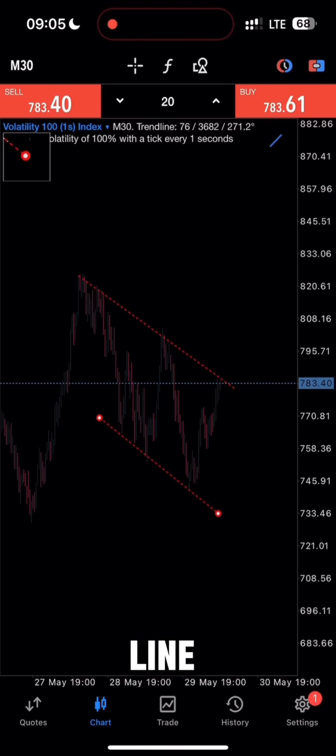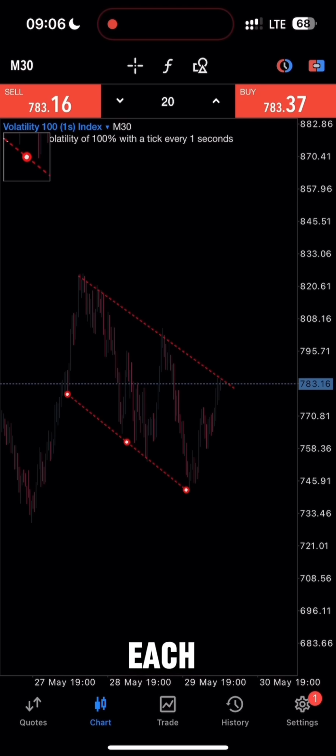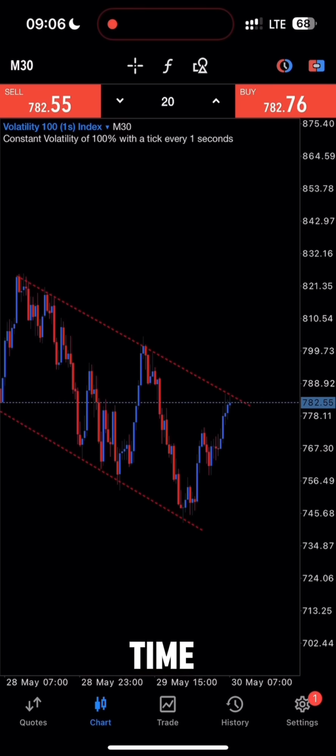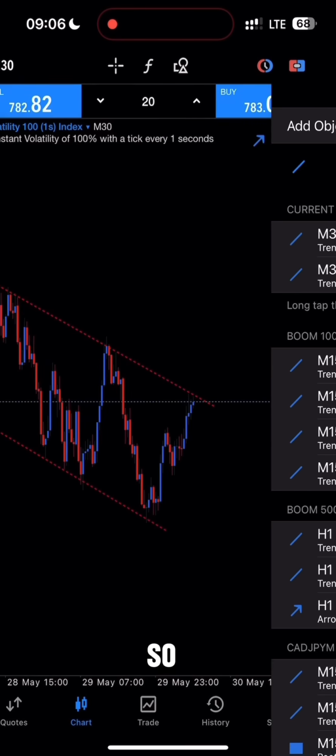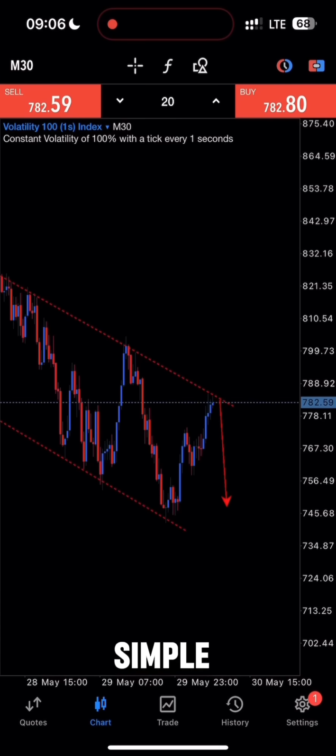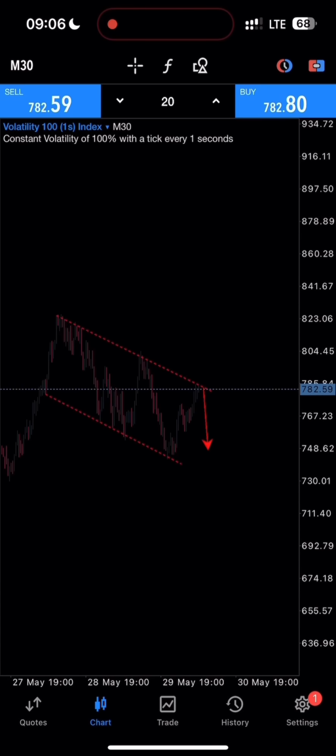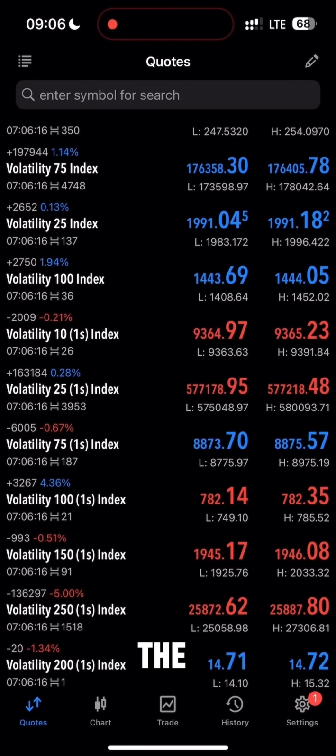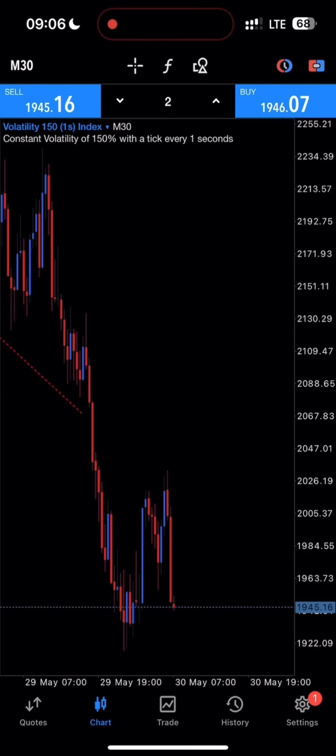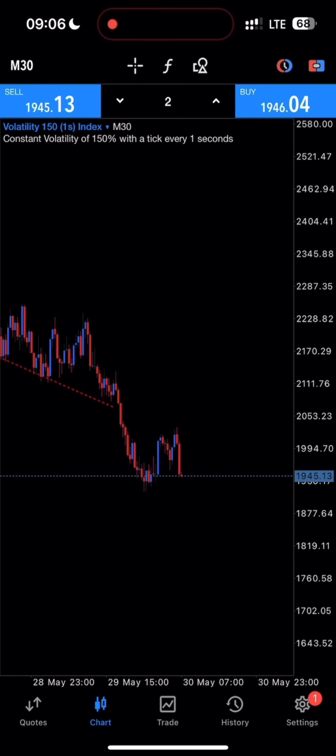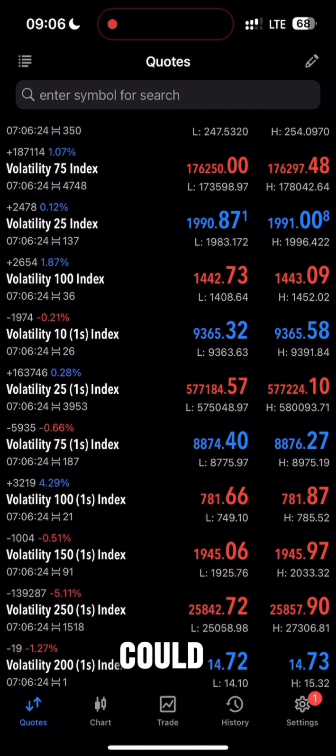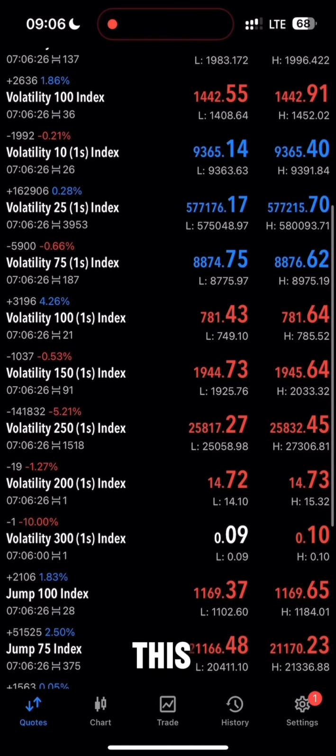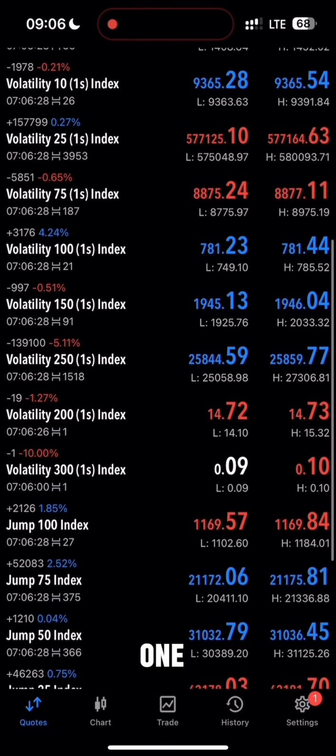Start with your top trend line or bottom trend line. Make sure that each part is connected to 2 or more points at a time to ensure maximum accuracy. So this is very simple. Over there, it is very clear that the market will then go down. We could not find an entry in this trade, so let's find another one.